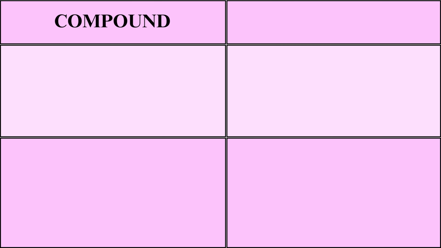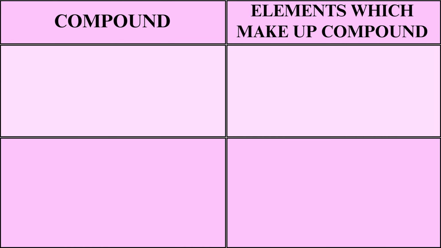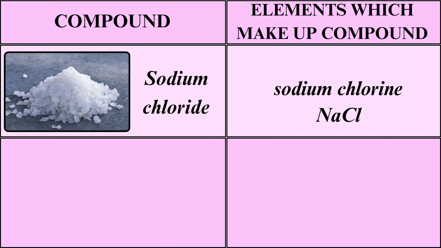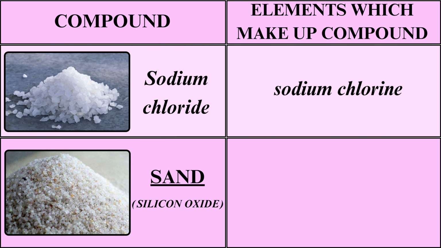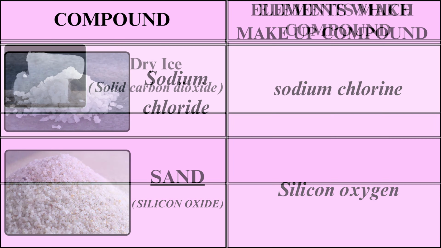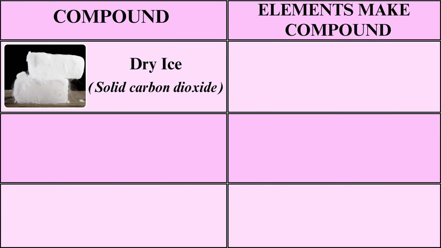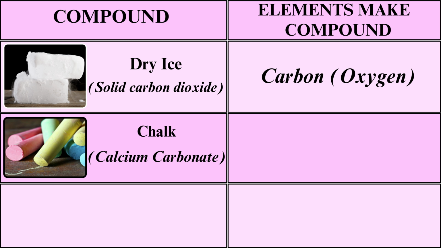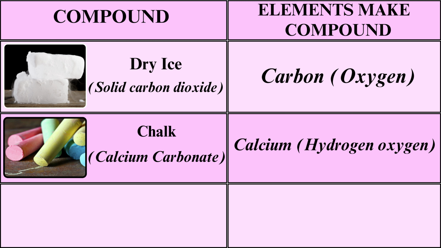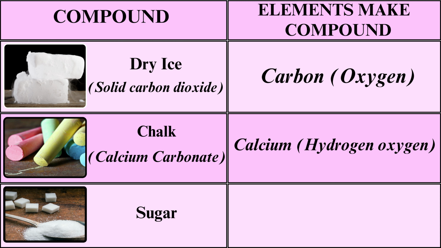Now we'll talk about different compounds and the elements which make up a compound, like sodium chloride. The formula of sodium chloride is NaCl. Sand is silicon oxide, that's silicon and oxygen. Another compound we have is dry ice, solid carbon dioxide, made of carbon and oxygen. Chalk is calcium carbonate, made of calcium, carbon and oxygen. Sugar is carbon, hydrogen and oxygen.